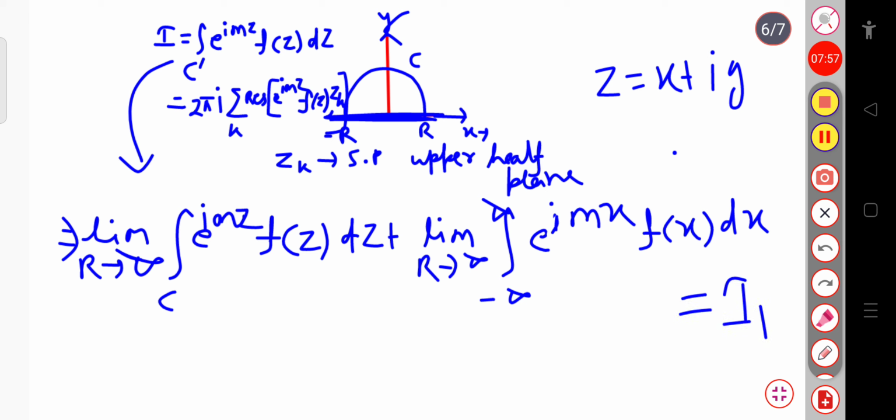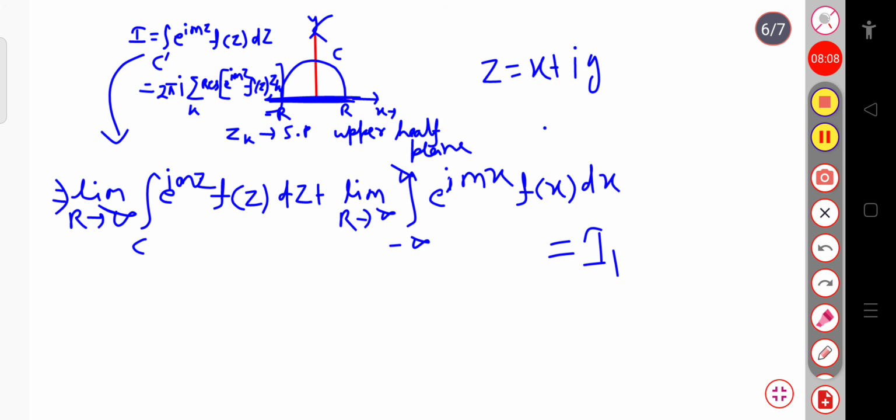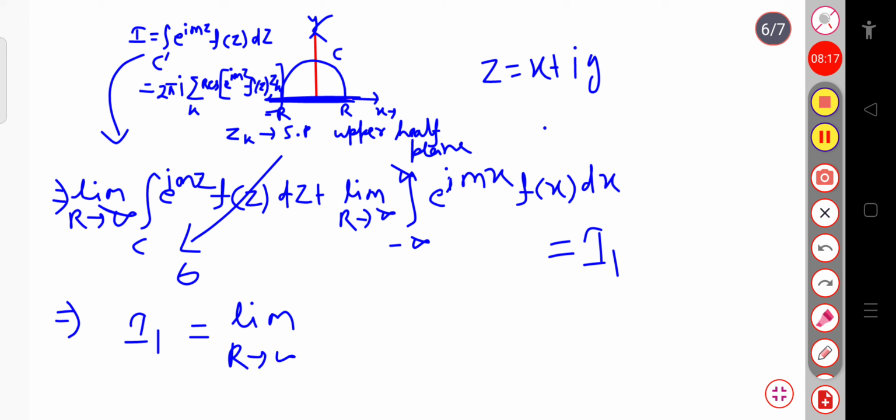Here, from Jordan's lemma, you know that for the upper half plane, this integration goes to 0. Now the remaining term, this integration I1, will be equal to the limit as r tends to infinity of the integration over minus infinity to plus infinity of exponential imx into f of x dx.